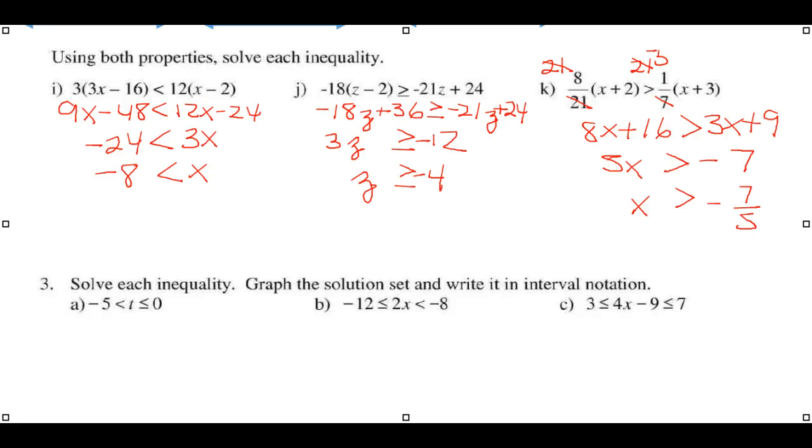Look at your work. Hopefully you know this would have a parenthesis, this would have a bracket, parenthesis. I noticed in the answer key in your booklet, they have a positive 7/5. I believe it's a negative 7/5. So that was a little error we discovered. Okay.